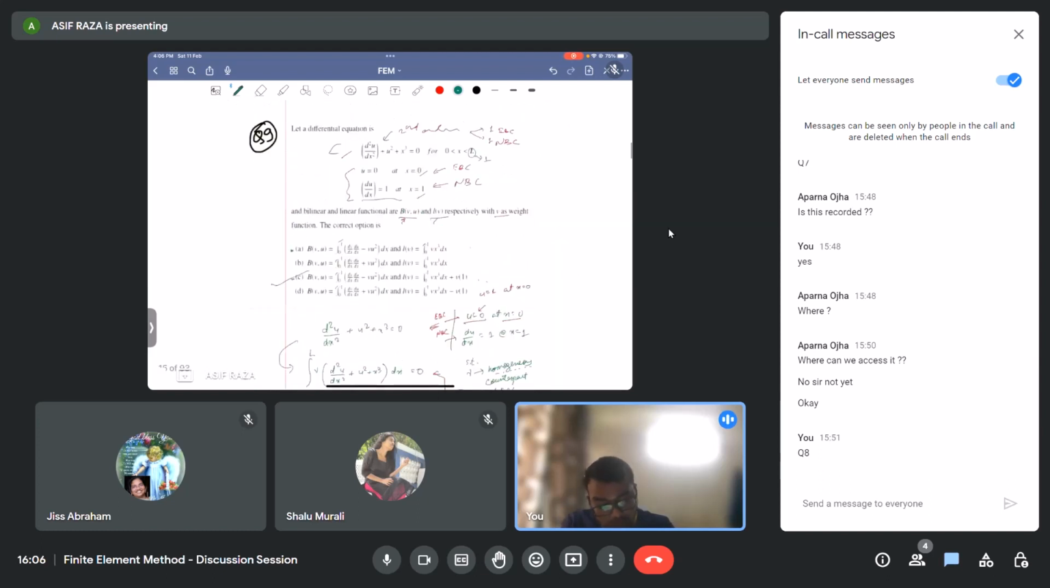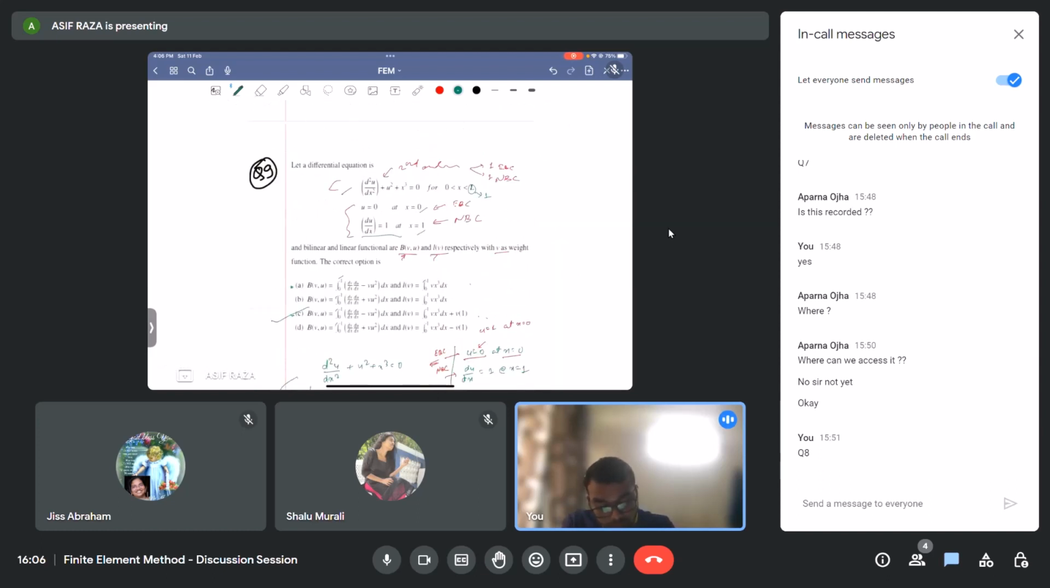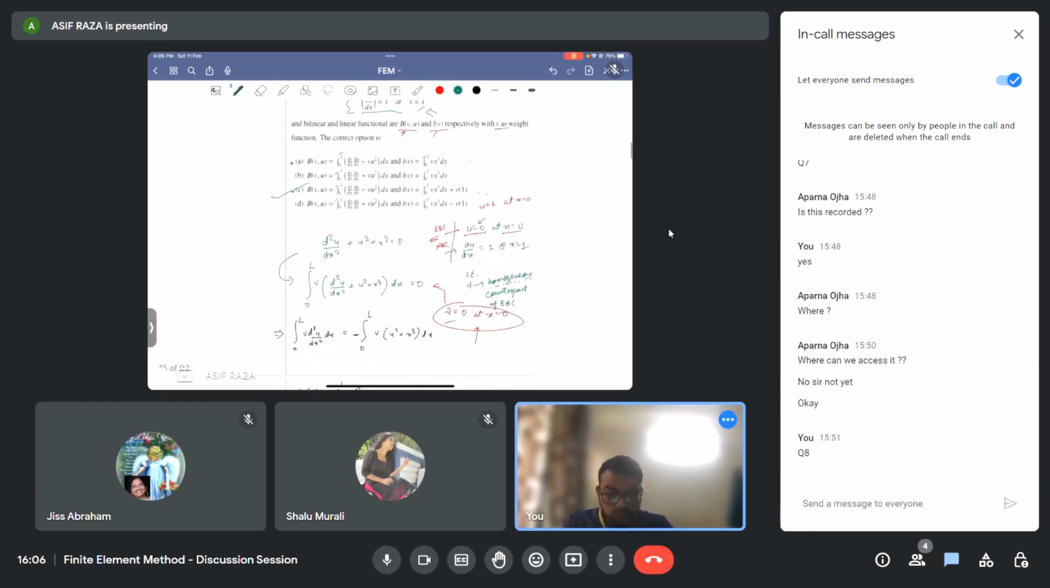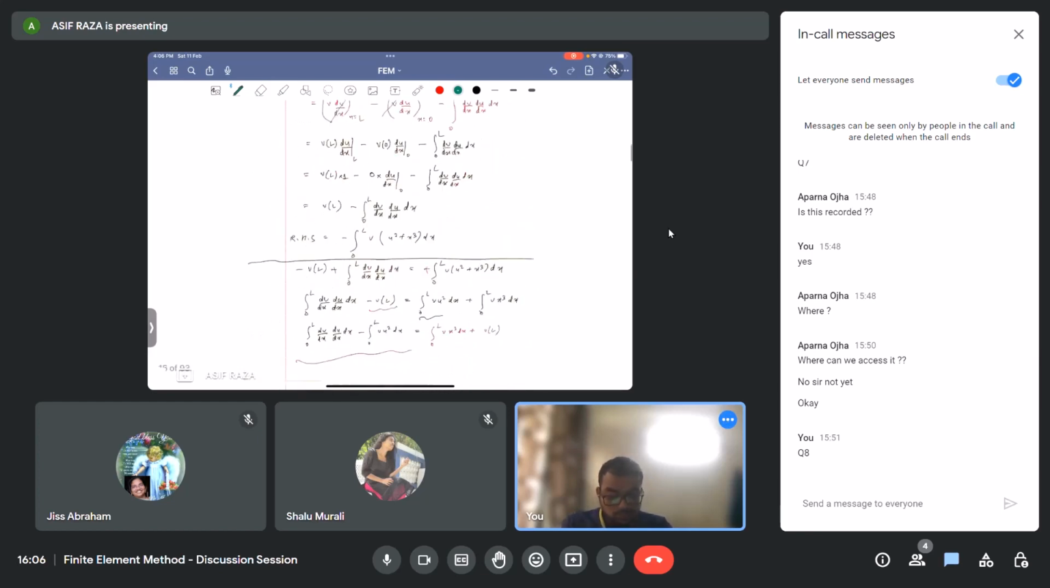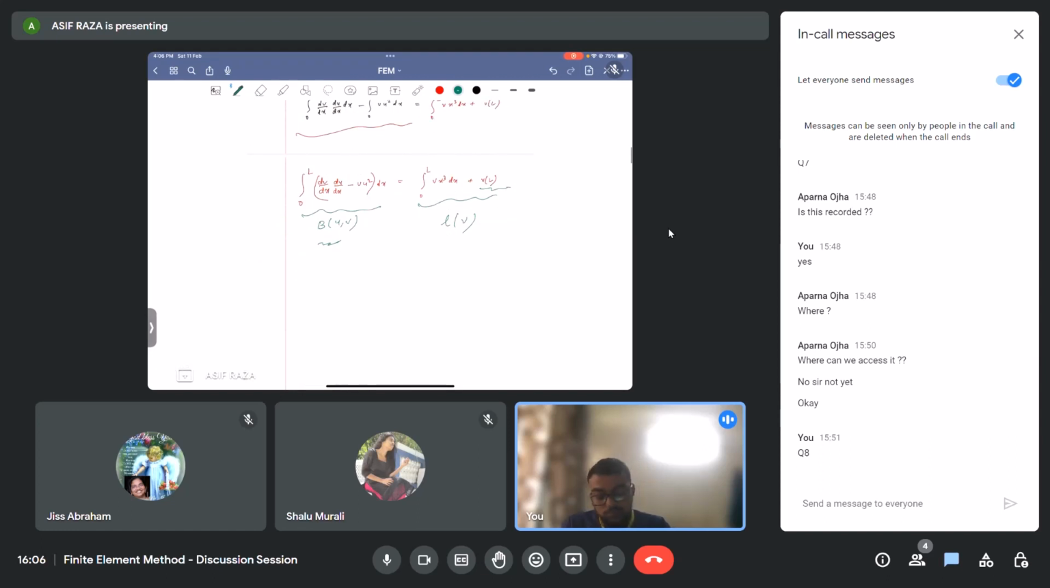If the domain is given from 0 to L, then the boundary conditions would be given at x equal to L, and respectively the equations will be from 0 to L, and this will be V at L. If it is from 0 to 1, then this is at 1. Okay, no problem.